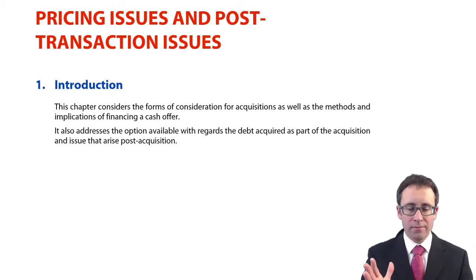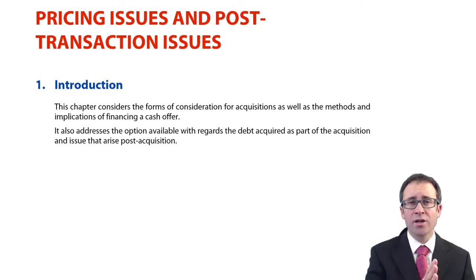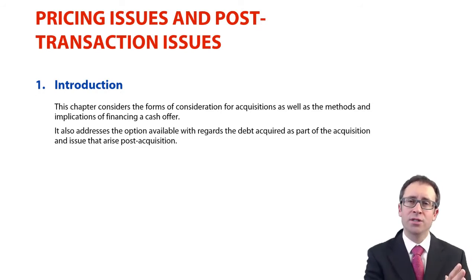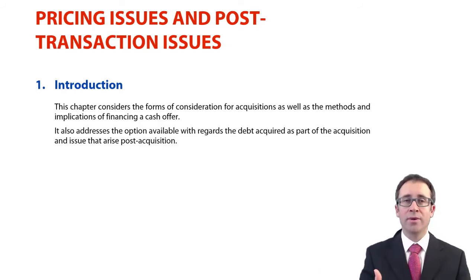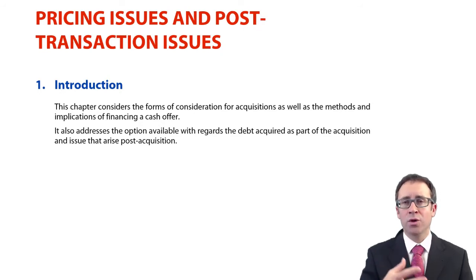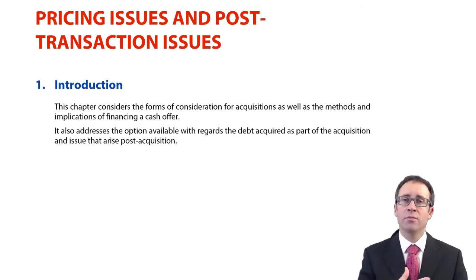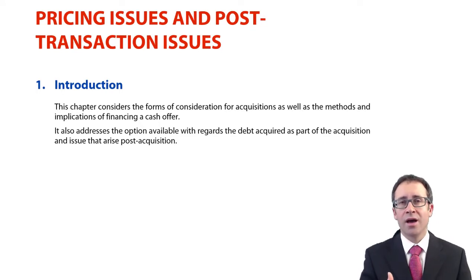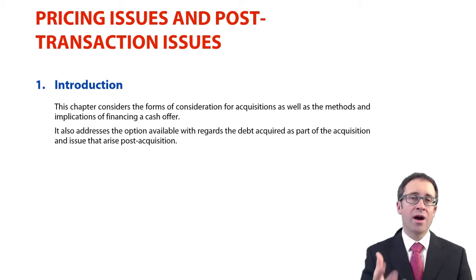This chapter looks firstly at what then happens after acquisition. What issues can arise, how do we deal with them, what happens if we've acquired a business that has large amounts of debt, what do we do with that debt? Then we think about if we're putting a bid in to acquire a target, so we're looking at things from a predator perspective, how do we finance or structure that offer?